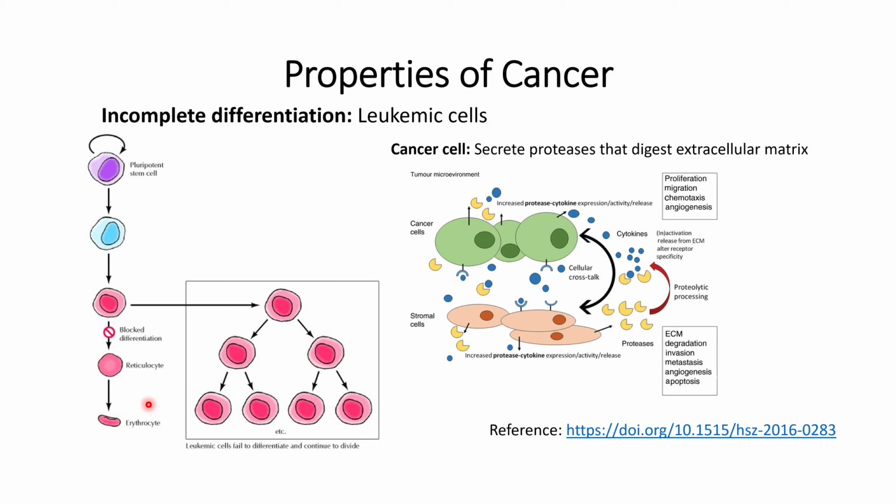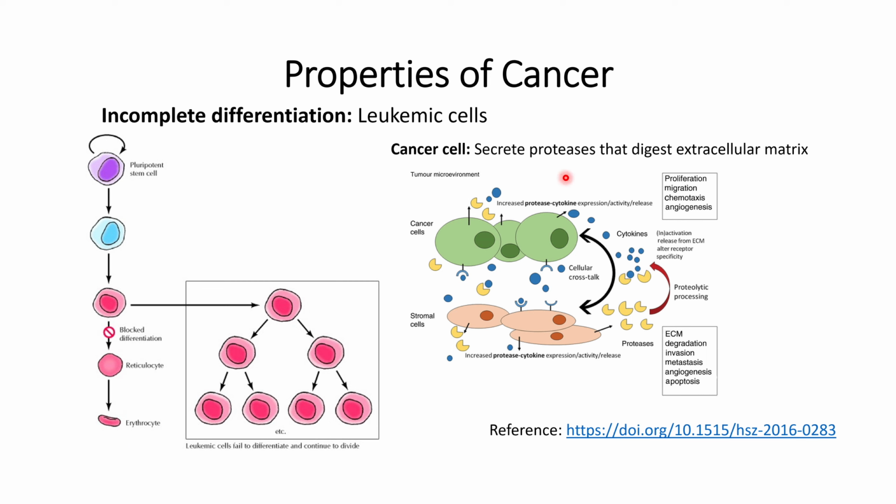However, in case of cancerous cells, it blocks the differentiation in between, at such a stage where cell proliferation continues to exist. So in the leukemic cells, it stops differentiating at this point, and we can see that cells continue to grow rather than completely differentiating into erythrocytes.